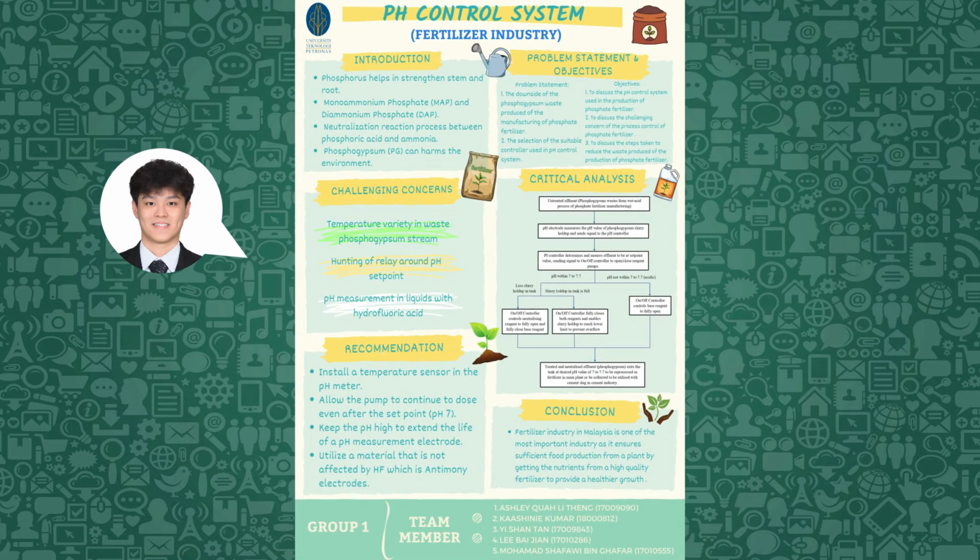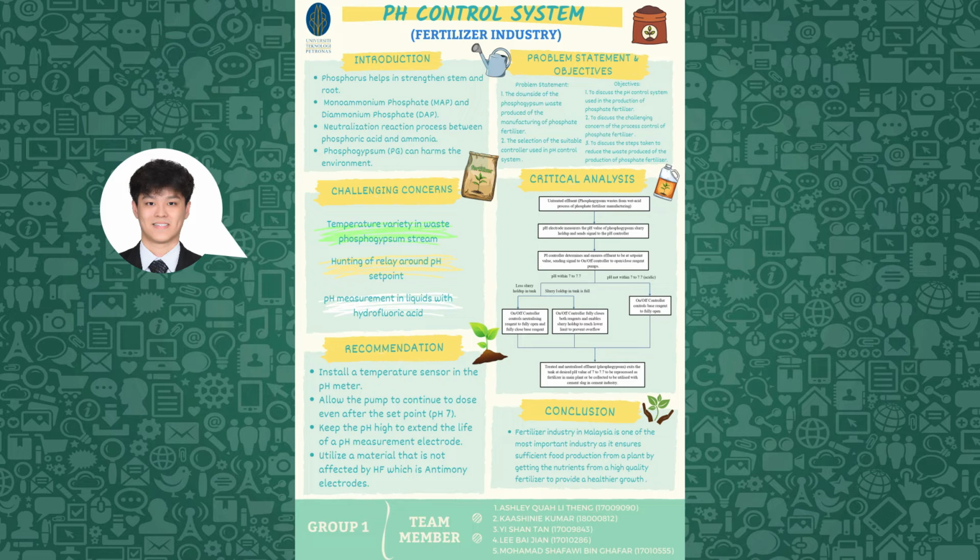The first challenging concern is temperature variety in the waste phosphogypsum stream due to the change of operating temperature between sulfuric acid and phosphate rock in phosphate fertilizer production. If the operating temperature increases, the temperature of the waste phosphogypsum stream will also increase, causing more residual acid in this stream to ionize and form more hydrogen ions. This situation will cause the pH control system to neutralize the waste phosphogypsum stream to the desired pH set point based on an incorrect temperature slope.